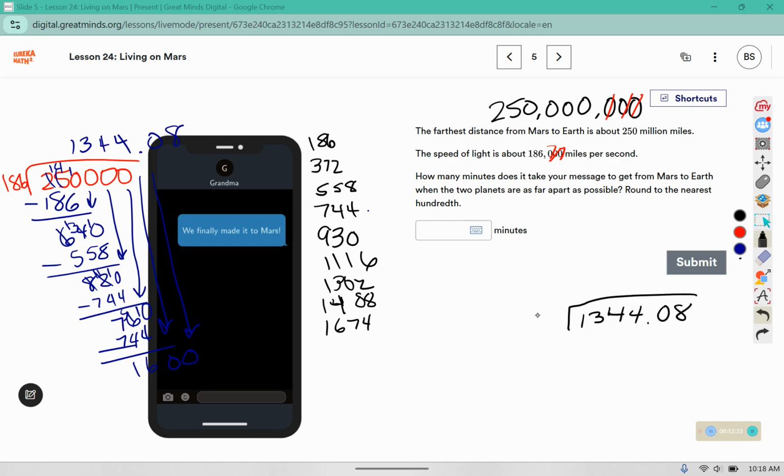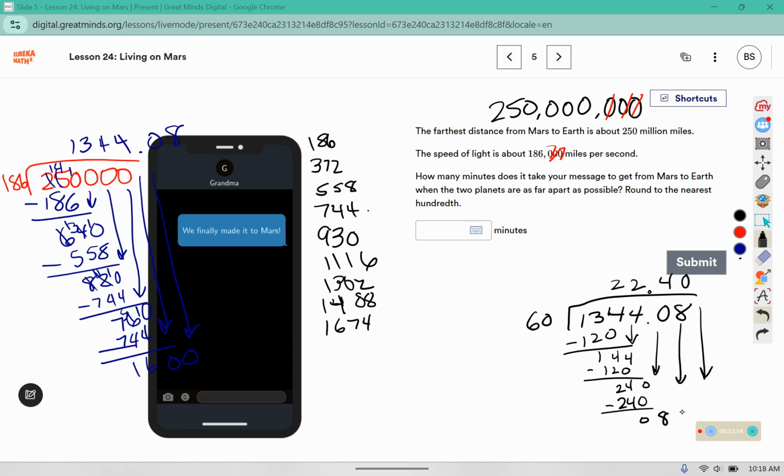We have 1344.08 divided by 60. 60 fits into 130 twice, leaving us with 14. Bring down the 4, fits into there twice. 4 and a 2. Bring down the 0, fits into 240. What is that? 4 times. Bring down the 8, fits in there 0 times.